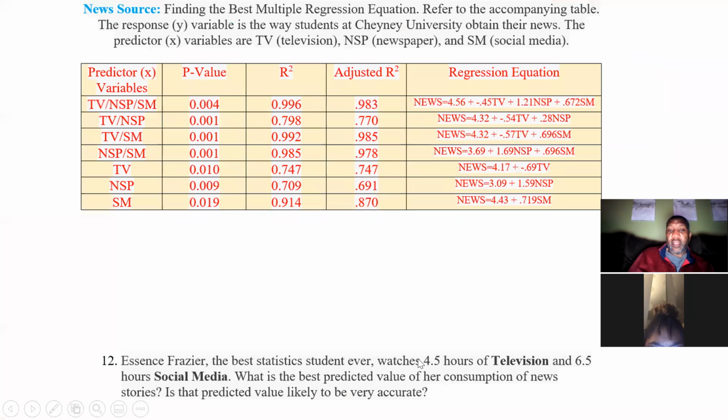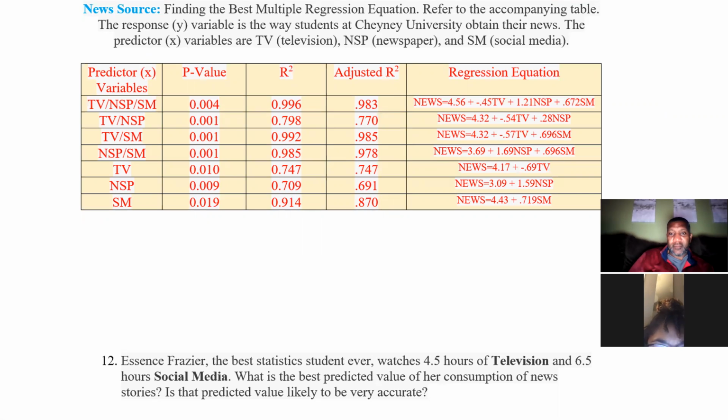Okay, so this is saying, the last one, Essence Frazier, the best statistics student ever, right? Watches 4.5 hours of television and 6.5 hours of social media. What is the best predicted value of her consumption of news stories? You know how to do that?